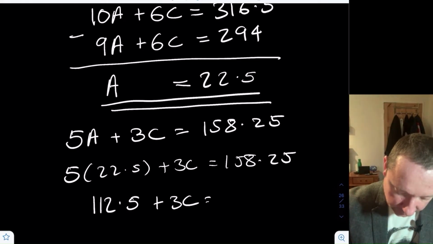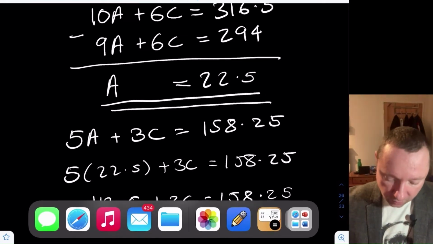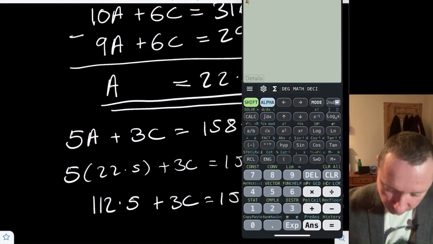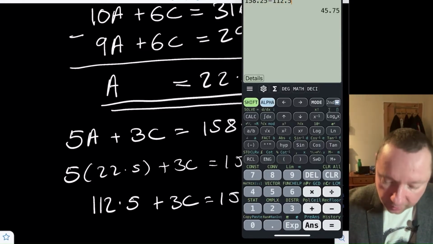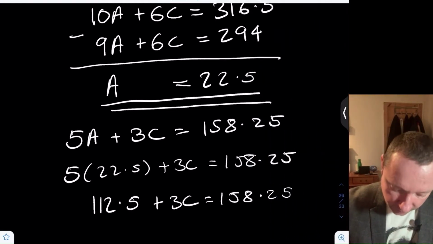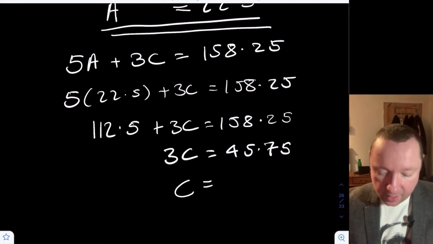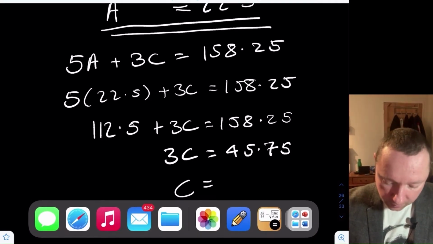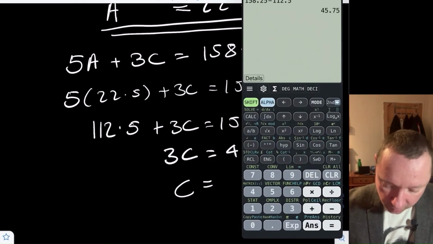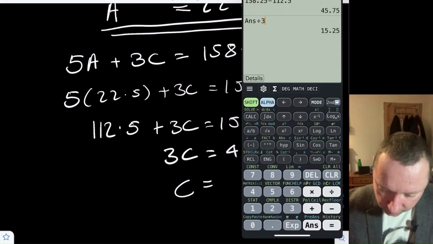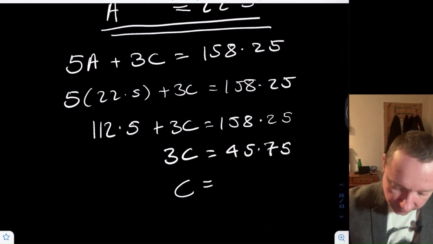Plus 3c is £158.25. Taking away 112.5, so again I'll get my calculator. £158.25 minus 112.5 gives me 45.75. So 3c is 45.75. Again, I'm not going to give myself a headache. I'm going to divide that by 3. Using my calculator, 45.75 divided by 3 is 15.25.